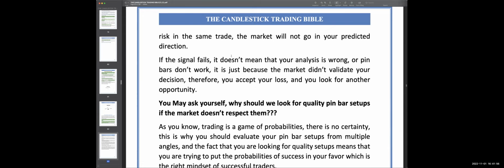Everything I'm highlighting, that's just the main points which you need to also highlight on your side and just take note of that. If the signal fails, it does not mean that your analysis is wrong.